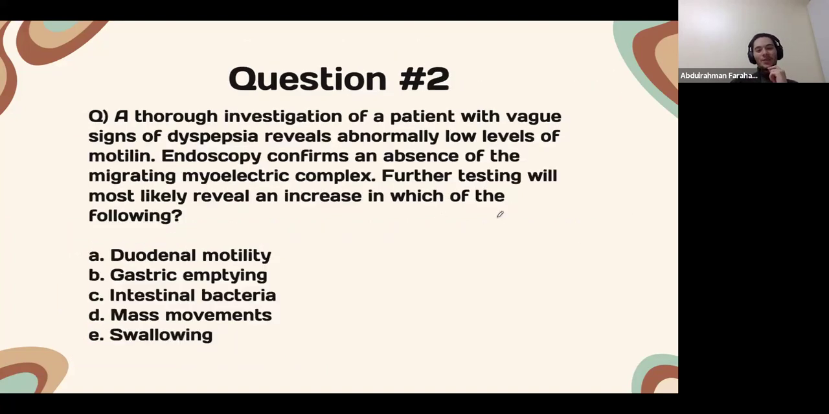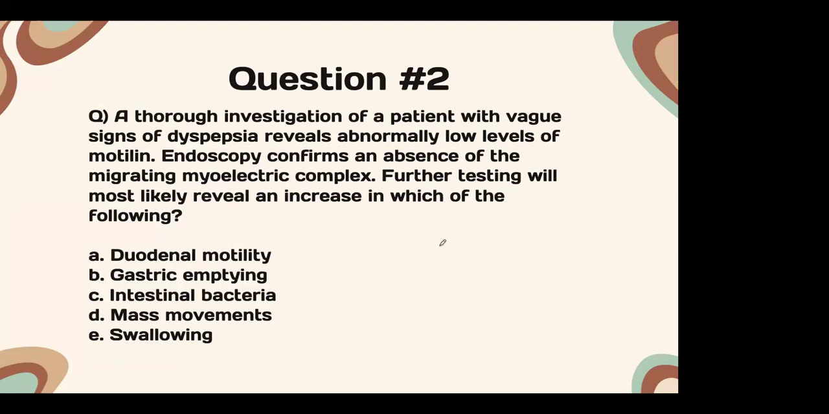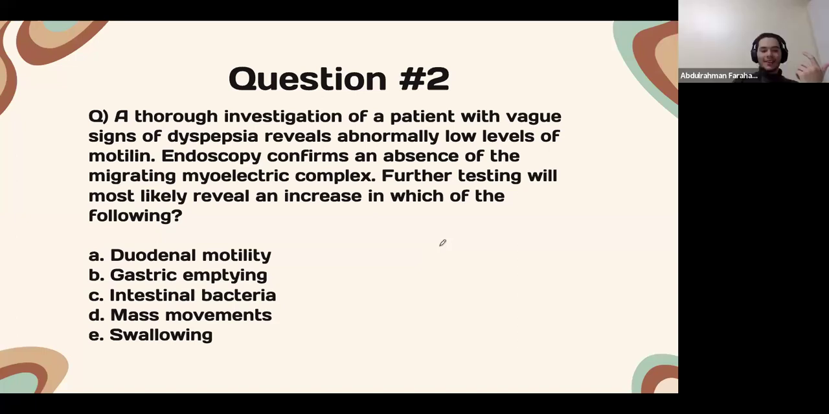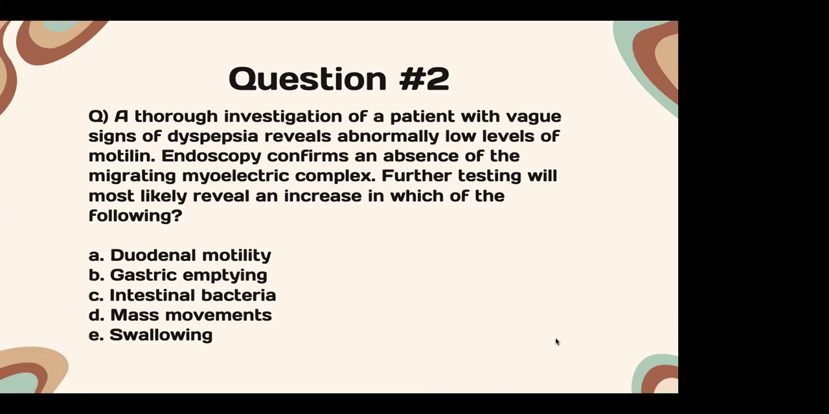Now, question 2. A thorough investigation of a patient with vague signs of dyspepsia reveals abnormally low levels of motility. Endoscopy confirms an absence of the migrating myoelectric complex or migrating motility complex. Further tests will most likely reveal an increase in which of the following. Is it C? Yes, because one of the main functions of the migrating complex is to wash away the bacteria as well. So if that is absent, there will be more intestinal bacteria.